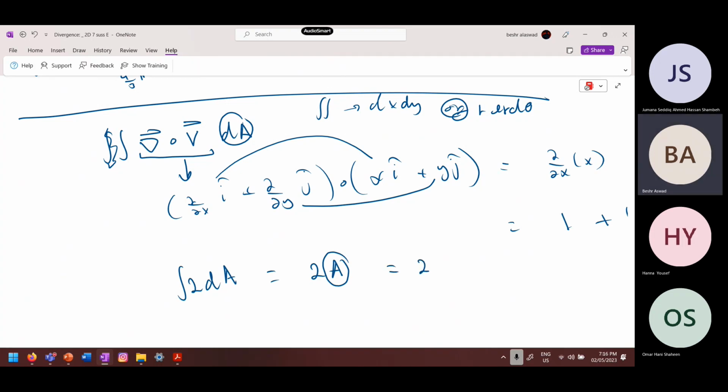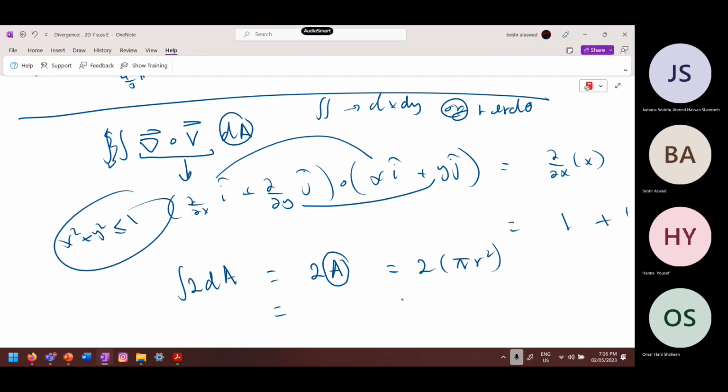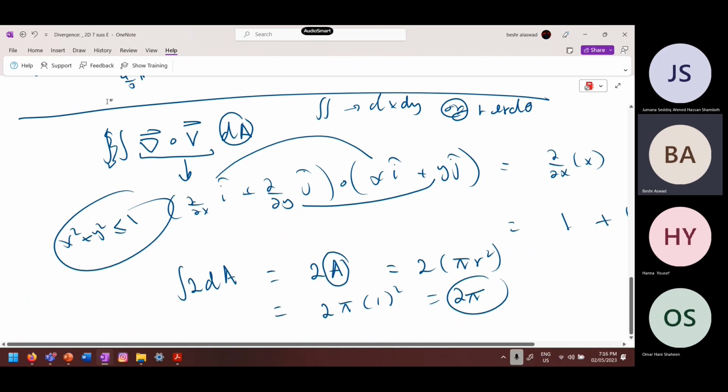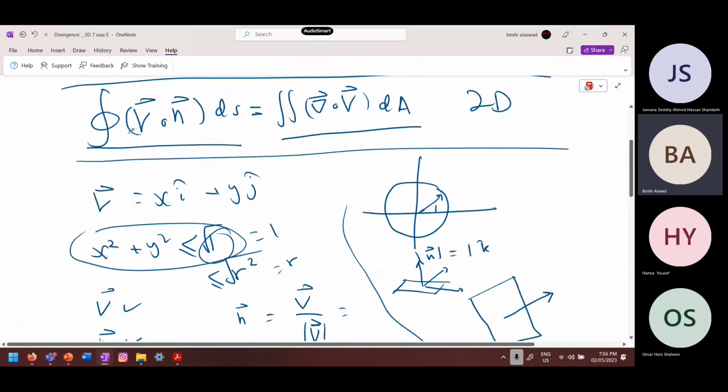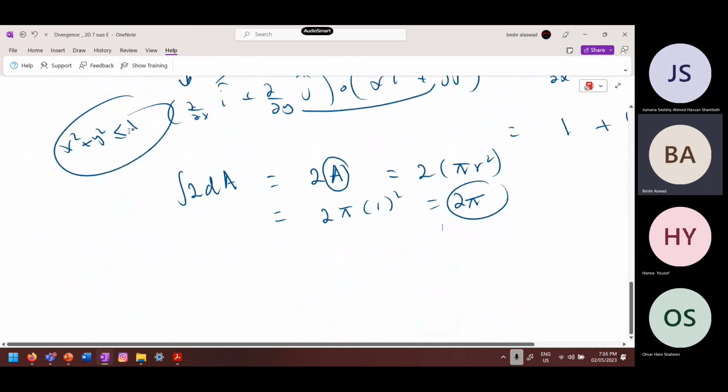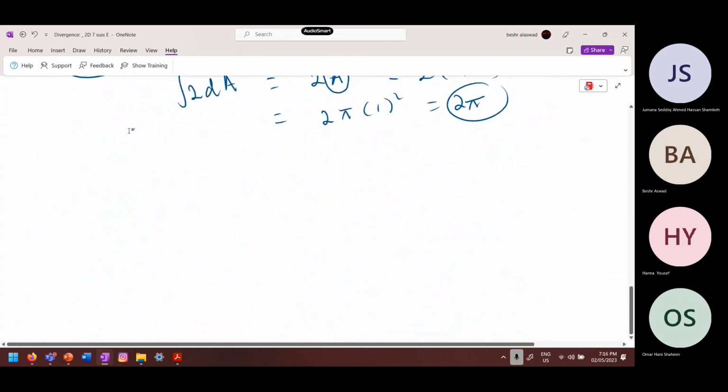The area of a circle is pi r squared. And we already have the value of r from x squared plus y squared less or equal to 1. So pi times 1 squared is equal to pi, and 2 times that is 2 pi. Okay, you see, this is slightly easier than the first method, but I think that you must know both of them because there are some cases that one of them can be easier than the other.